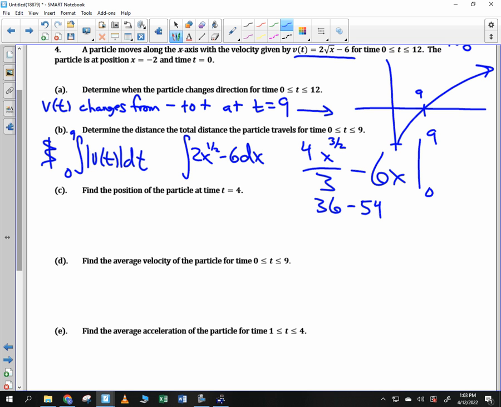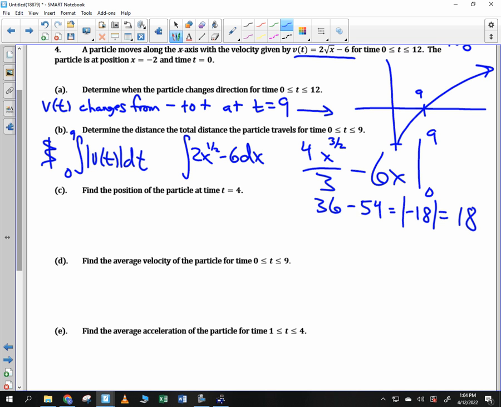So what is the total distance traveled? 18 units. Okay, and we take the absolute value, get 18. So that's the total distance that is traveled. Obviously, we know it's headed off to the left direction because the velocity function was below the x-axis.